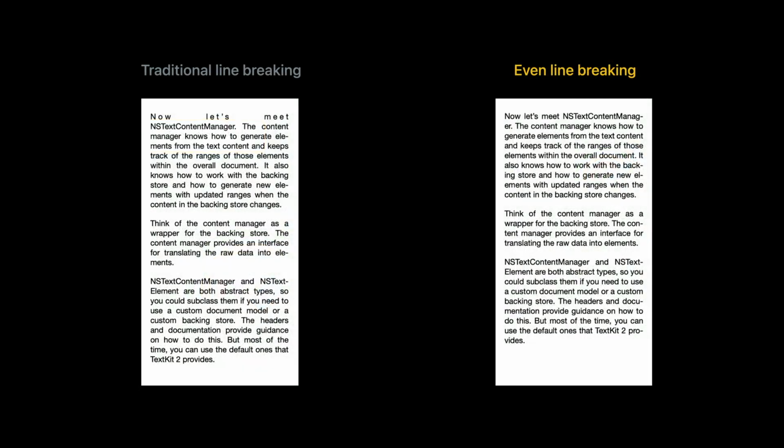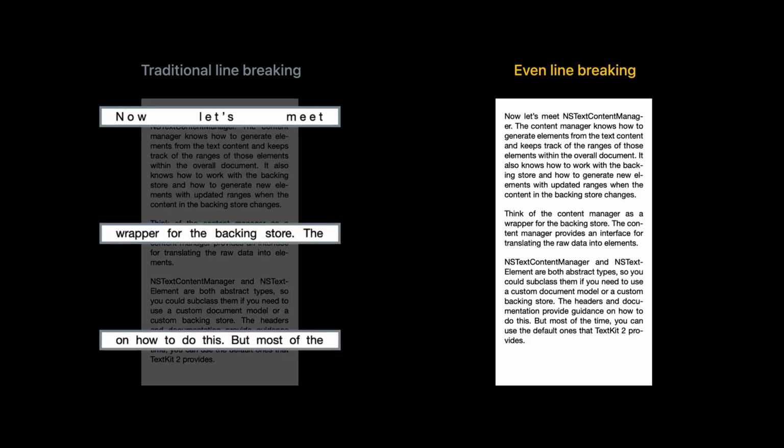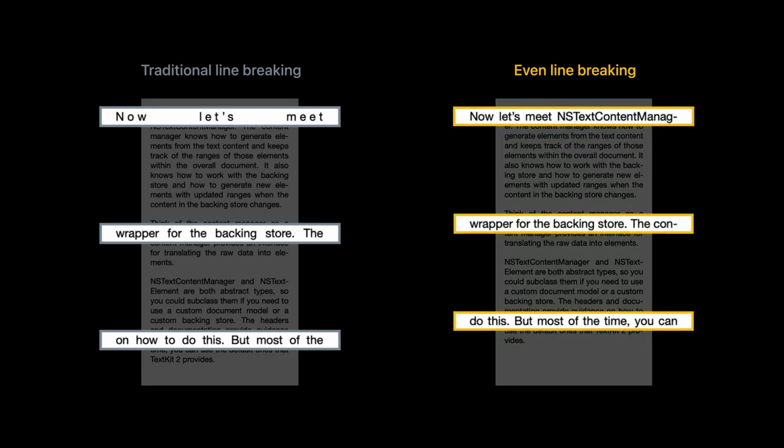We've enhanced the line breaking engine in TextKit 2 to choose more even line breaks for justified paragraphs. This is a subtle change that's easier to notice on longer paragraphs of text. Here we have two versions of the same text, laid out in the same area. Notice the stretched out lines and large interword spacing with traditional line breaking. There's much less of that going on with the new even line breaking. This makes the text easier to read, and you get it for free with TextKit 2.